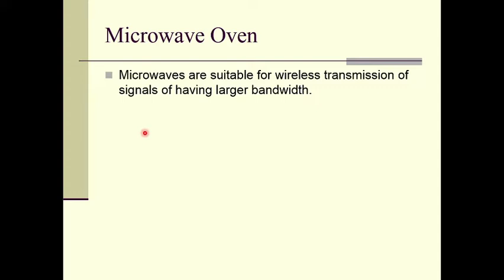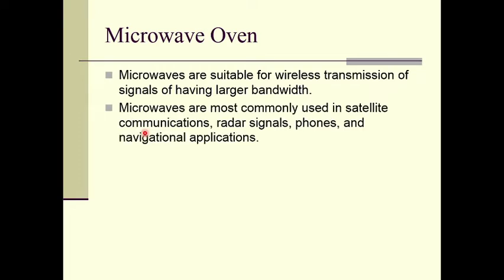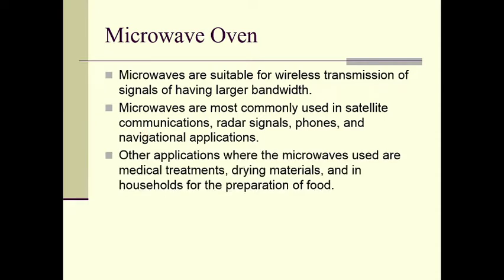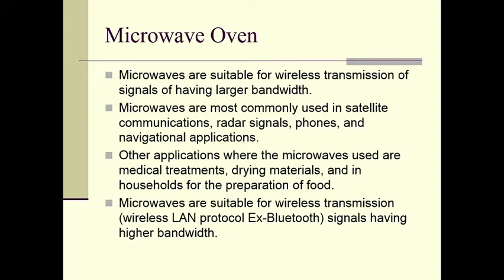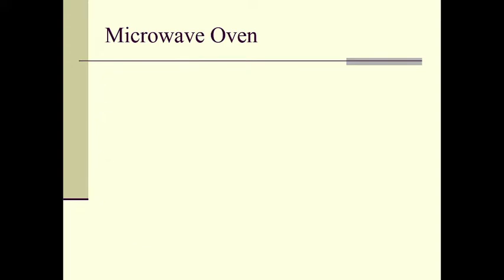Microwaves are suitable for wireless transmission of signals having larger bandwidths. They are used in mobile communications also. Microwaves are most commonly used in satellite communications, radar signals, phones and navigation applications. Other applications where microwaves are used are medical treatment, drying materials, and in households for food preparation. Microwaves are suitable for wireless transmission, wireless LAN protocol, Bluetooth, signals having higher bandwidth.